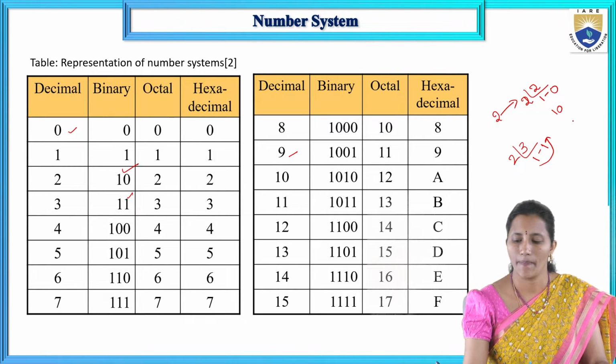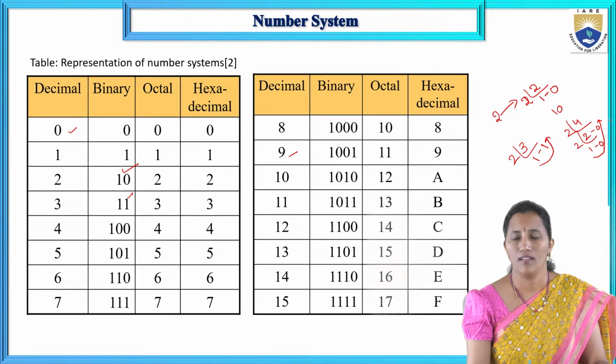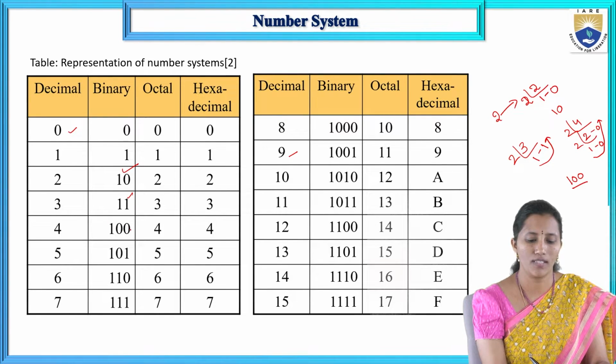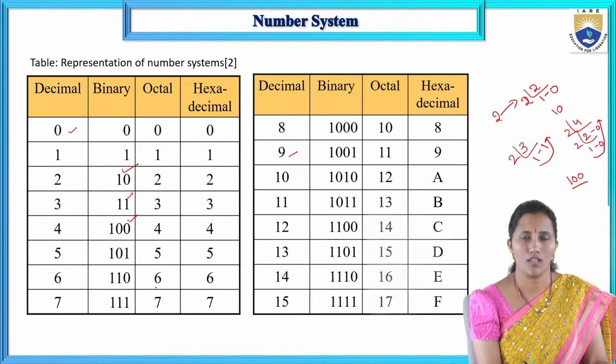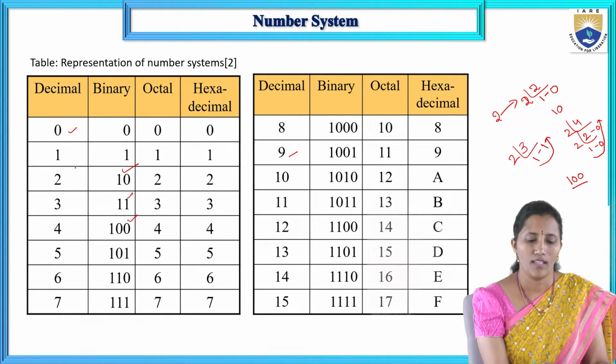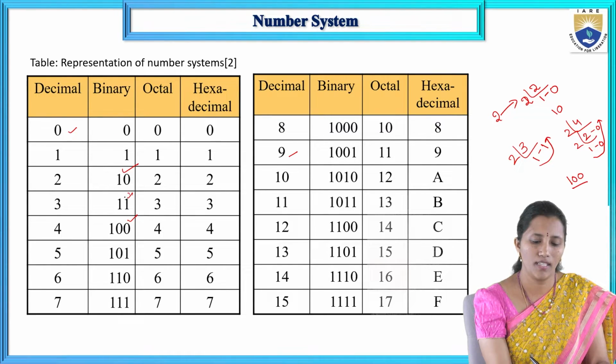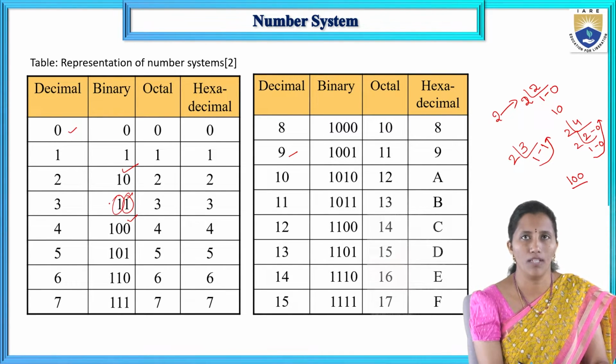So 4 is, 2 2s are 4, remainder is 0. 2 1s are 2, remainder is 0. From down to up, you have to write those remainders. We will discuss how to convert these numbers from one number system to another. So here 4 is represented by 1 0 0. In the binary number system, each digit may be only 0 or 1.